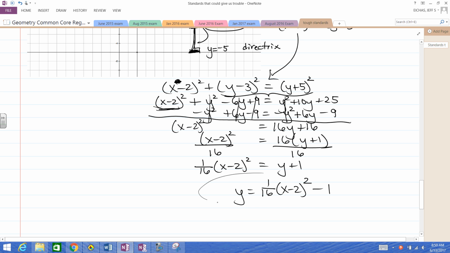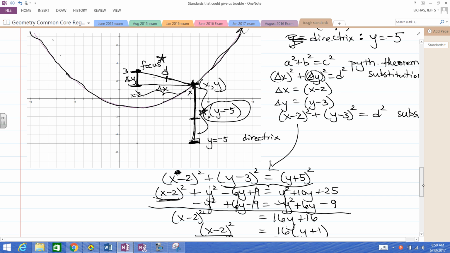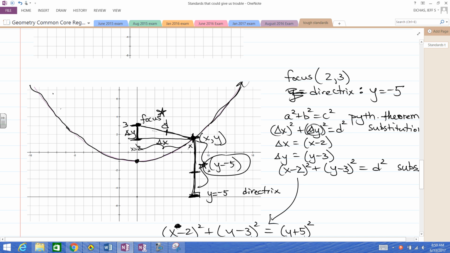All right, get down here. This is the equation of a parabola in vertex form. The vertex is going to be, it looks like, 2, -1. Let's go verify that up here. If you look, there is the vertex at 2, -1. And then that 1/16 is flattening it out pretty good. And that's the equation. That's how to derive the equation of a parabola.